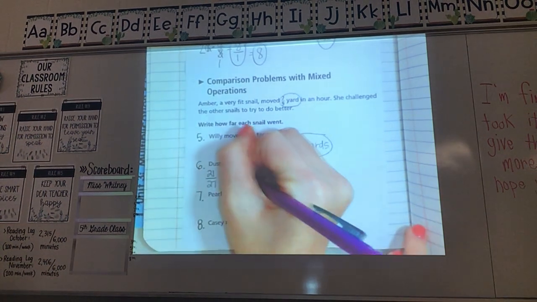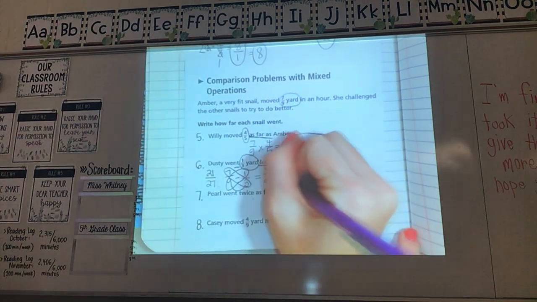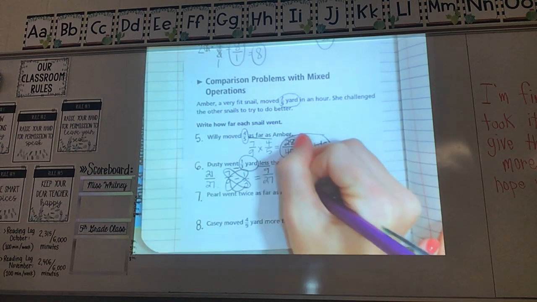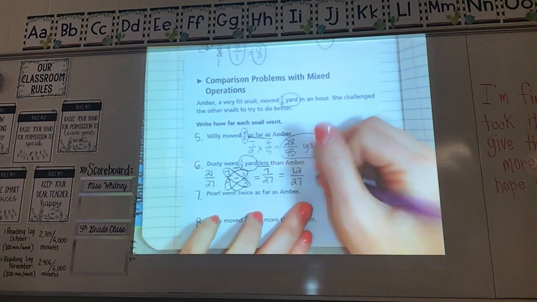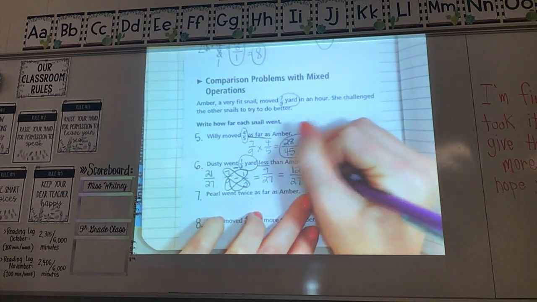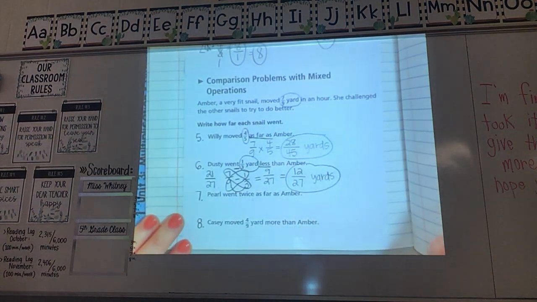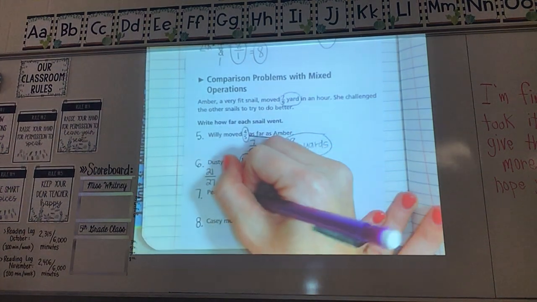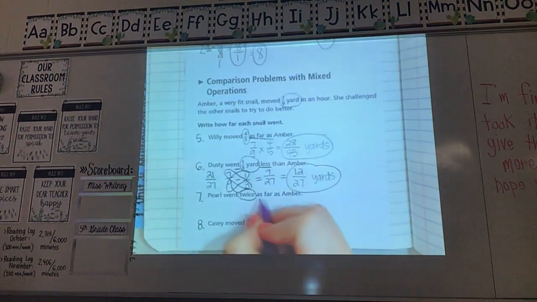All right, now I'm ready to subtract those. So 21 minus 9, what does that give me? 12 27ths. Remember, bottom number stays the same. And our label would be yards because we're still talking about how far the snails are going, and that's how they're measuring it. 12 27ths yards. Number 7, Pearl went twice as far as Amber.